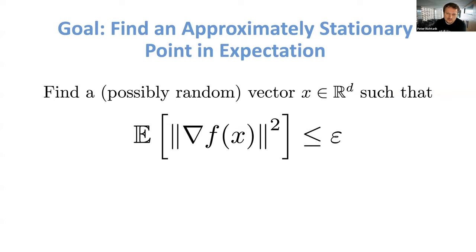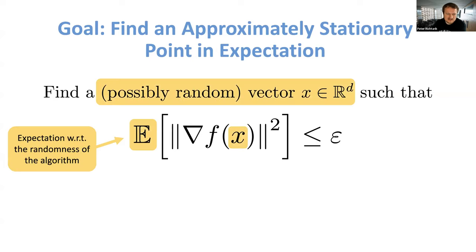Our goal will be to find a possibly random model X. And this is what the expectation really refers to, the randomness of the model, that leads to a loss function whose gradient is going to be small. So we're looking for essentially an approximately stationary point in expectation. And the expectation is because of the randomness of the model, and the randomness of the model is because the algorithm for finding the model could be random. So the expectation has nothing to do with the randomness in the data. So this would be our goal.